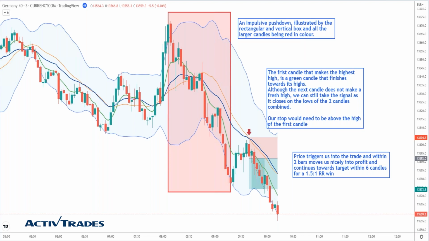Hopefully you can see how being able to identify what phase of the market you're in can really help keep you on the right side of the market.